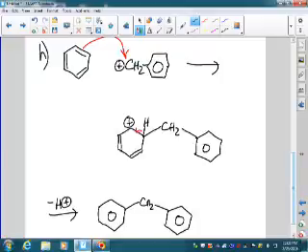This is not a primary carbocation. This is a benzylic carbocation. So it is even more stable, or about as stable as a tertiary. So it's a very stable carbocation because that plus charge resonates into the ring.